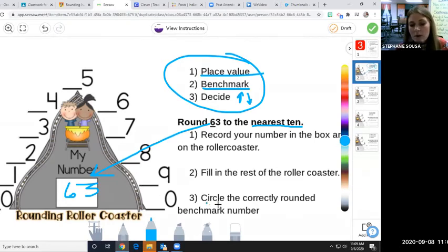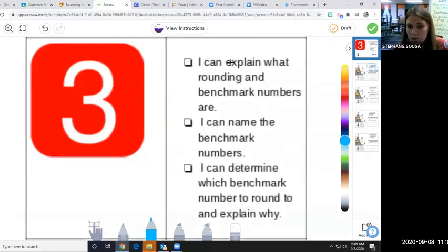Step 3, this is what most of you missed. Circle the correctly rounded benchmark number. If you just fill in this, but you don't circle either this benchmark number or this benchmark number, you didn't give me an answer because you didn't tell me which nearest 10 it went to. So people who already turned in your work, you did a beautiful job of filling out the roller coaster. You did not circle which benchmark number it rounded to. That's how I get your answer, is looking at if you circled the lower benchmark number or the higher benchmark number, okay?